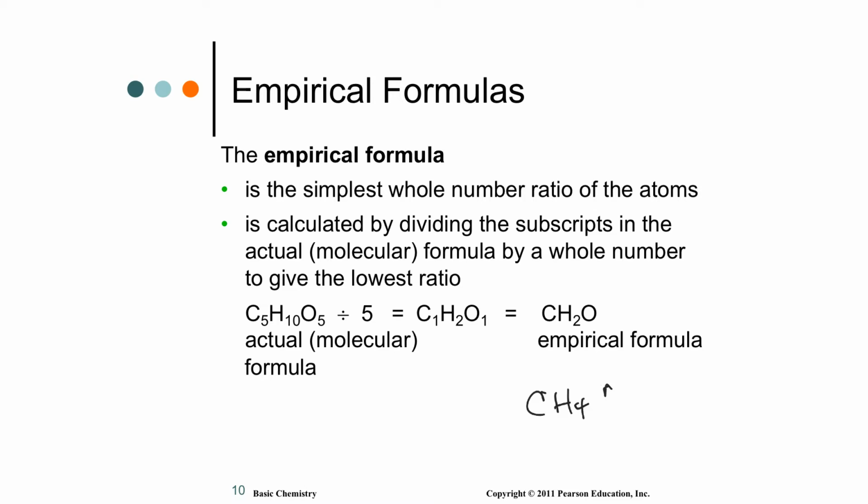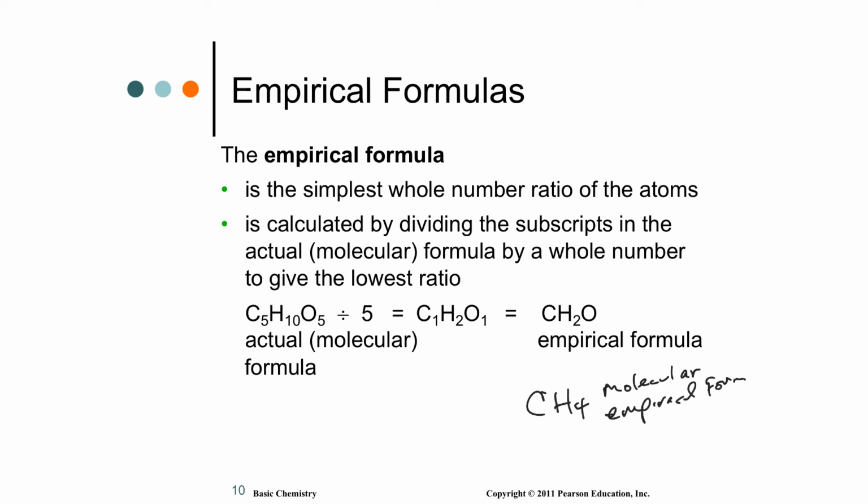So this is the molecular formula because it is the formula of the molecule. A methane molecule has 1 carbon and 4 hydrogens in it. It's also the empirical formula because it's the lowest ratio that you can get. So sometimes the molecular and the empirical are the same. Others you can reduce, and whatever is reduced is your empirical formula.